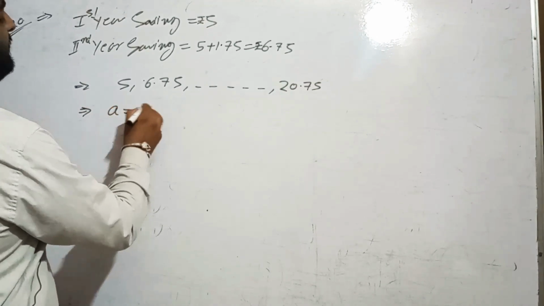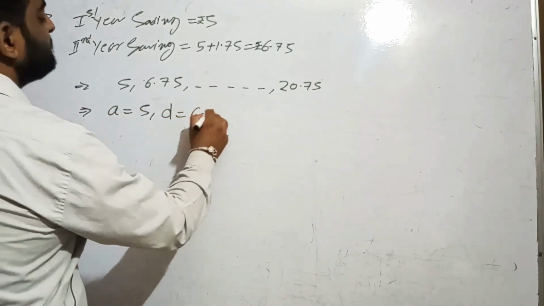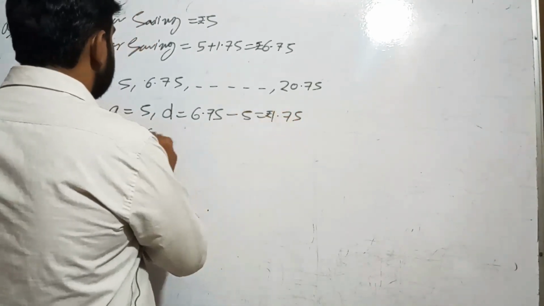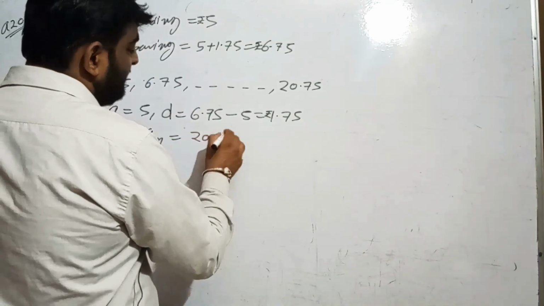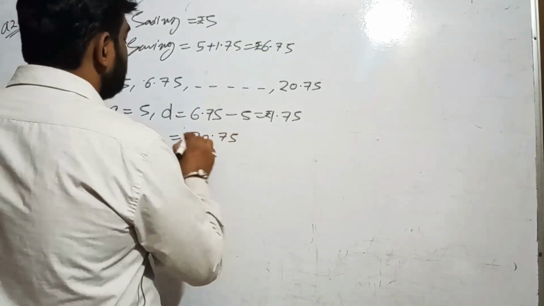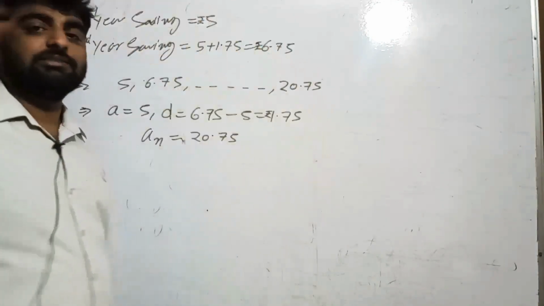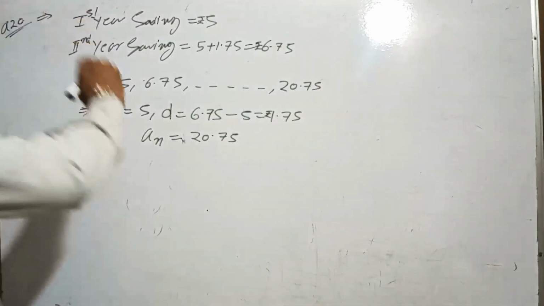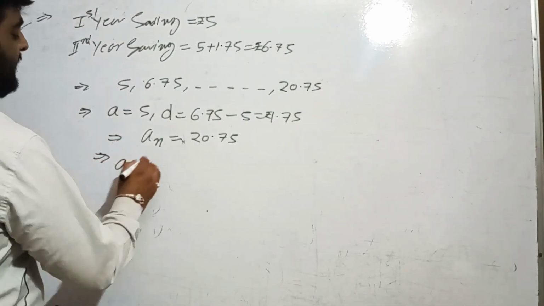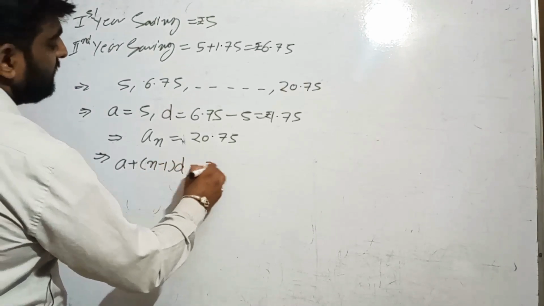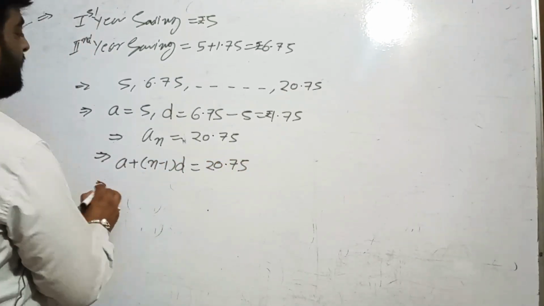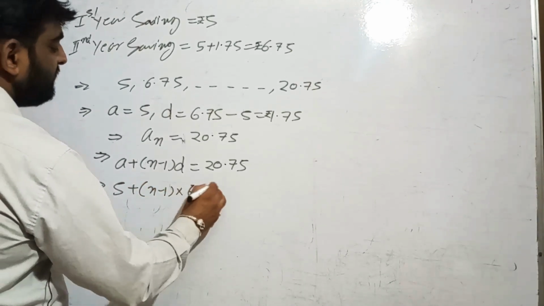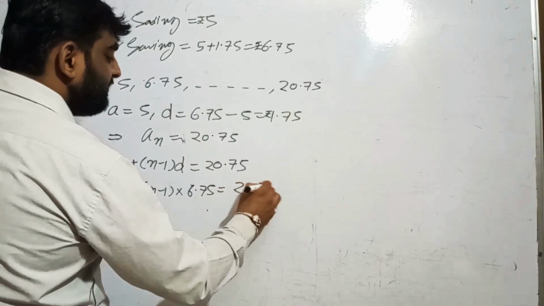So now here a equals 5 and d equals 6.75 minus 5, it means 1.75 rupees. The value of an is given clearly in this question: 20.75 is given as the value of an, that is the saving for the nth week, students. So now we are finding the value of a plus (n minus 1) into d equals 20.75 rupees.